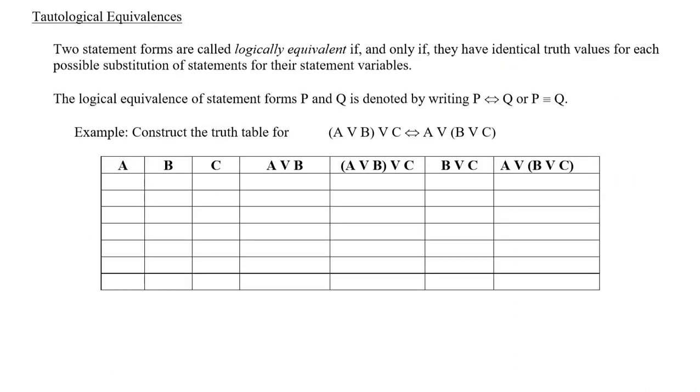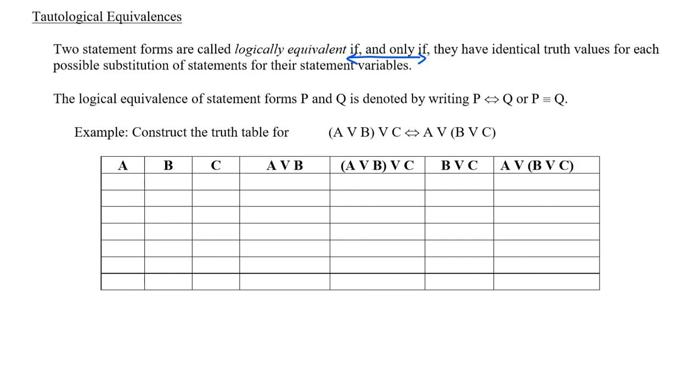Tautological equivalences. Two statement forms are called logically equivalent if and only if, and if you remember, this is equivalence, it's the same as saying they have identical truth values for each possible substitution of the statement for their statement variables. So for example, P and Q are equivalent. Either we write it this way or with 3 parallel lines like this. They are equivalent if their truth values are the same.